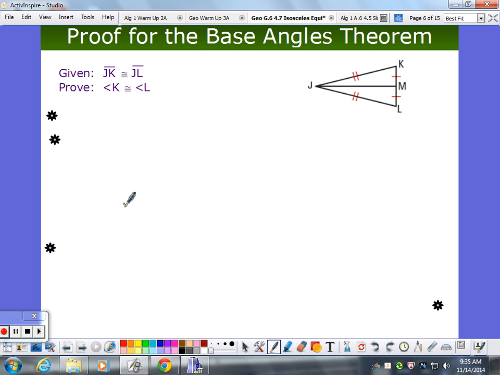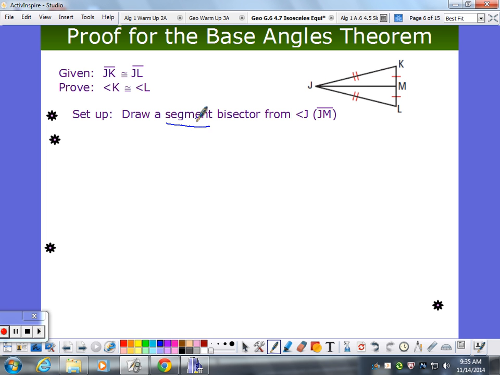All right. So I gotta prove it, or I can't use it, can I? So I'm given a triangle, and all I know is that it's isosceles. So I'm going to say JK and JL are congruent. What I want to prove is that the base angle is congruent, angle K to angle L. So to prove this, I'm going to start by drawing a segment bisector.